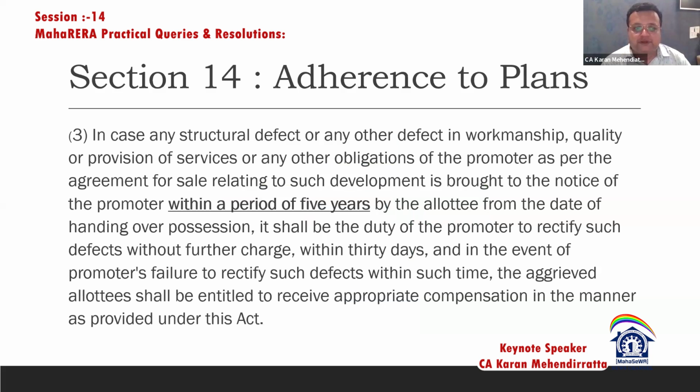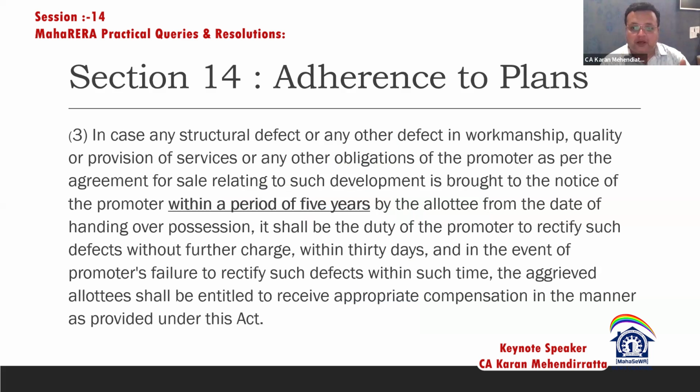This section clearly says that in case any structural defect relating to such development, as per the agreement for sale, is brought to the notice of the promoter by the allottee within a period of 5 years from the date of handing over the possession, it shall be the duty of the promoter to rectify such defects without further charge. So the time period of 5 years will start when Section 17 subsection 2 ends.